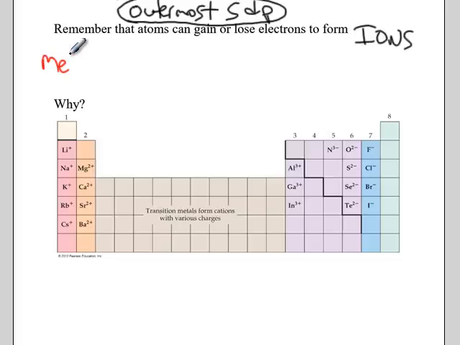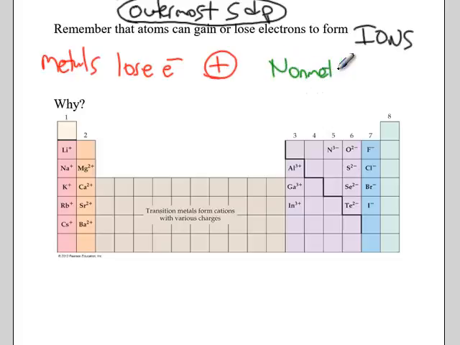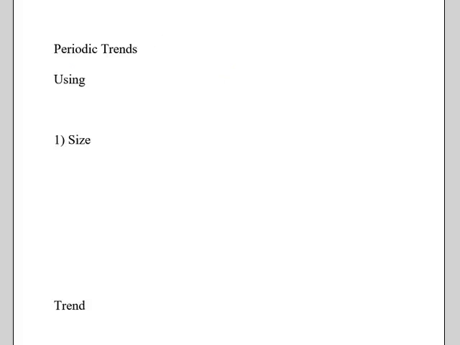Remember that metals are going to lose electrons, and so they form cations. And nonmetals, instead of losing electrons, will gain electrons, and they'll form anions. So why is that? Why is the difference between metals and nonmetals?